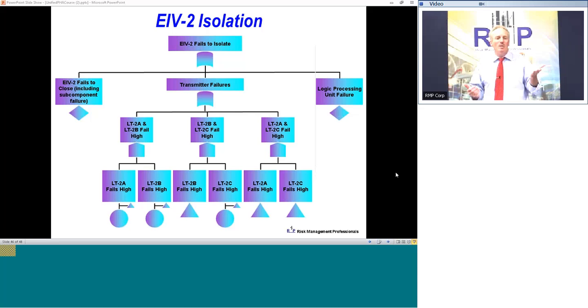Well, once you've got your transmitter failure probability below the failure probability of your emergency isolation valve, you get to a point of diminishing returns. You can only go so low when you're still dominated by this emergency isolation valve 2 failing to close, and so that's when you can stop.